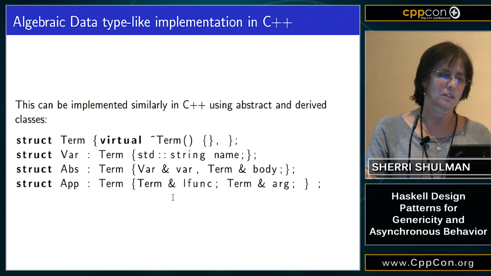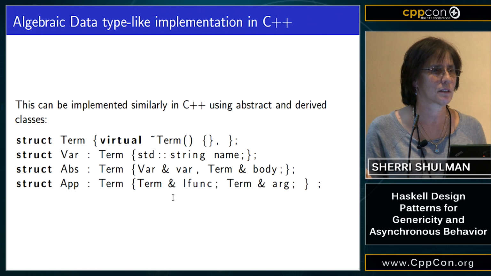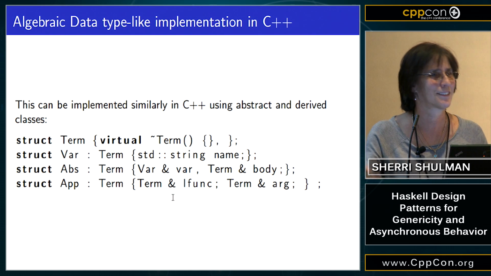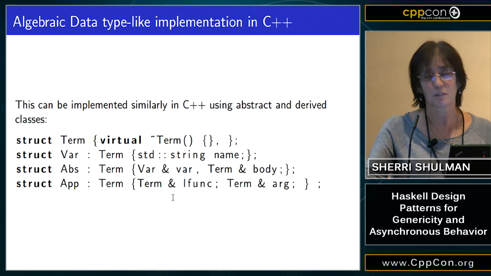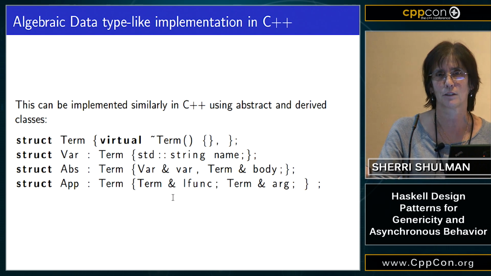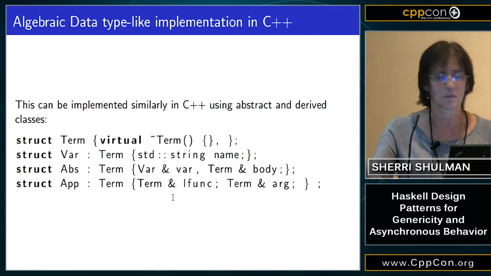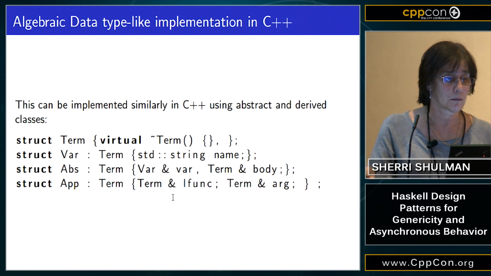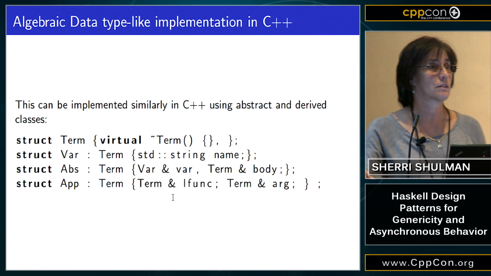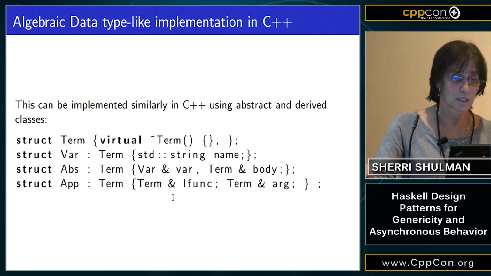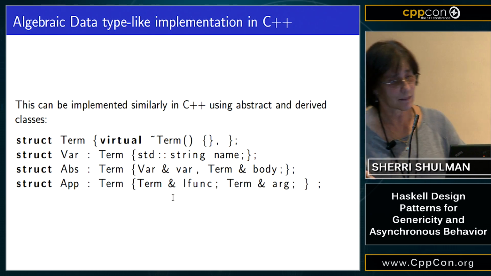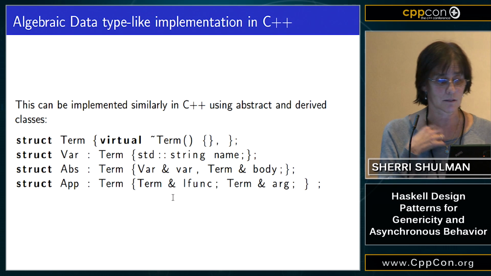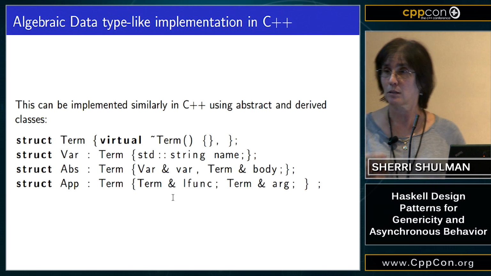If I did this in C++, usually the standard way of doing this is with classes and subclasses. All right, so that I can say that term is the top of my inheritance hierarchy, and whatever behaviors, I didn't give any here. And then I can say that a var is a subclass of term, and what it adds is it has a string for its name, and ABS, the abstraction, is a subclass of term, and it has the variable.